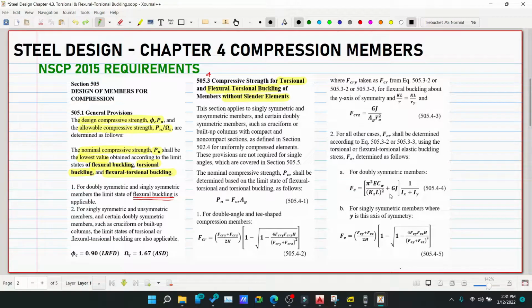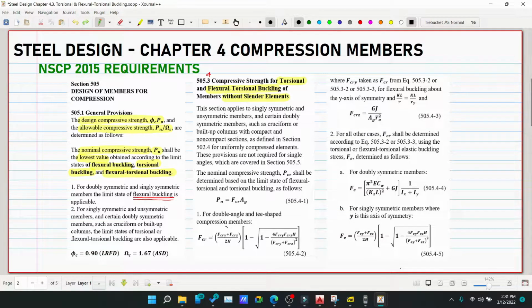Okay? So, yung tinutukoy dito na doubly symmetric members is, kung ano ba yung mga doubly symmetric members? Siguro, double C-channel, mga ganyan. Okay, so doubly symmetric members yun. Then, for singly symmetric members such as channels, na kung saan yung ating Y is the axis of symmetry, yung ating Fe is equivalent to Fey plus Fez over 2H. Parang ganito rin siya.